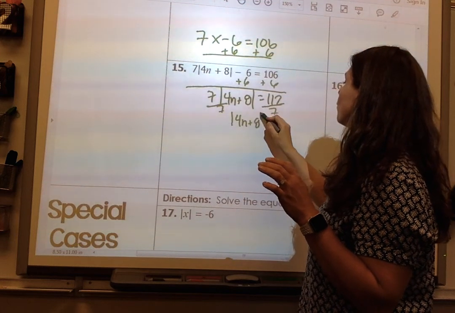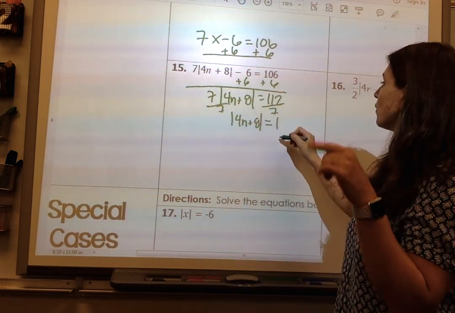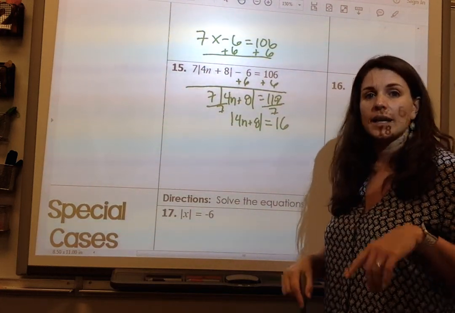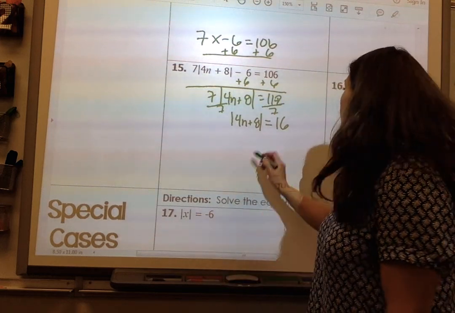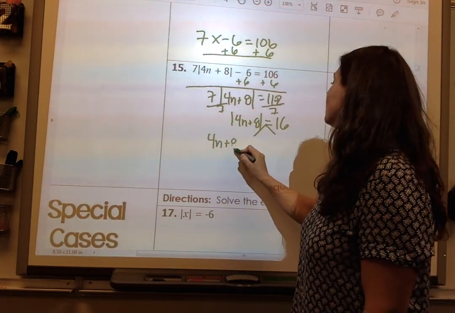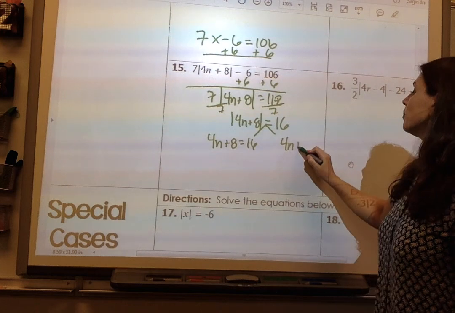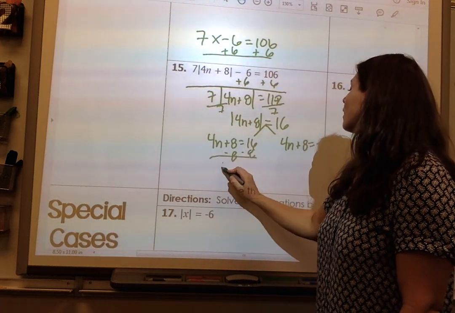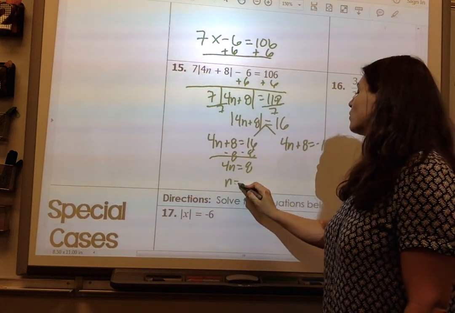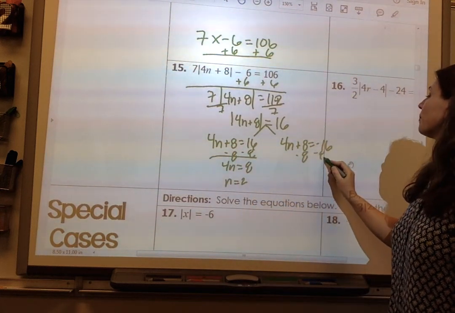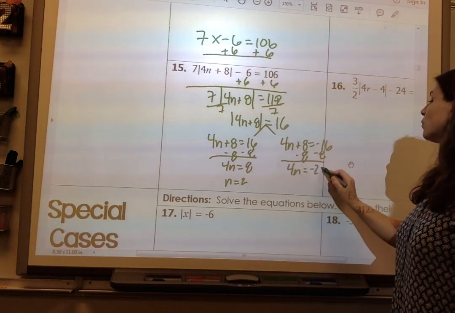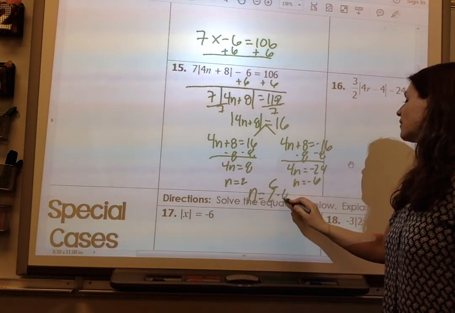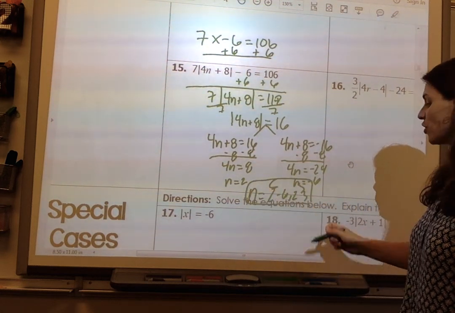And I get absolute value of 4n plus 8 equals, 7 goes into 11 one time with 4 left over, 7 goes into 42 6 times. Now it's isolated. So now that it's isolated, I branch. So I get 4n plus 8 equals 16. 4n plus 8 equals negative 16. And then solve. So I'm going to solve this real quick. 4n equals 8. n equals 2. Subtract 8. 4n equals negative 24, n equals negative 6, and then I do as a solution set, negative 6, 2. And then, of course, I can check my answer.